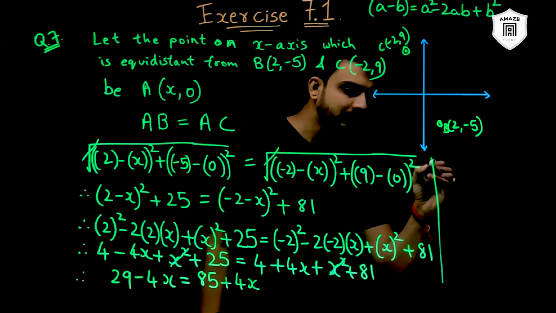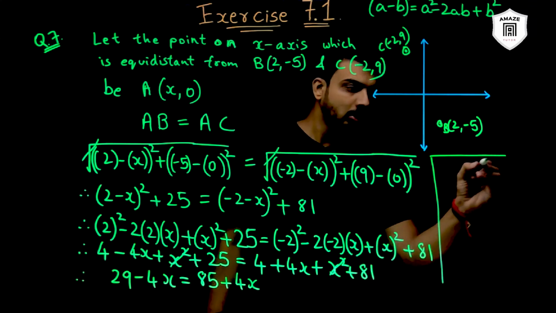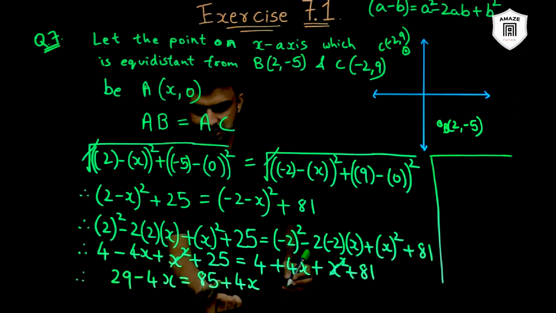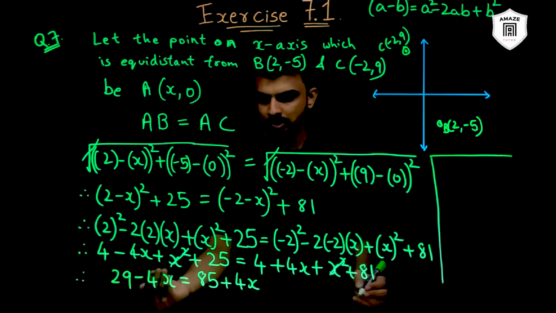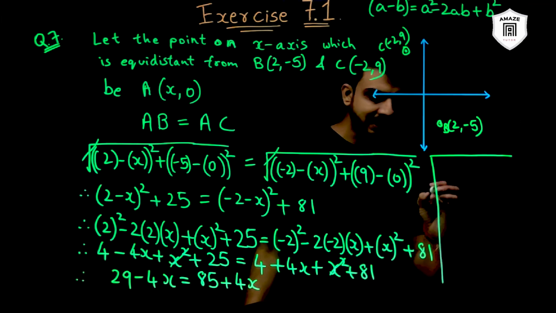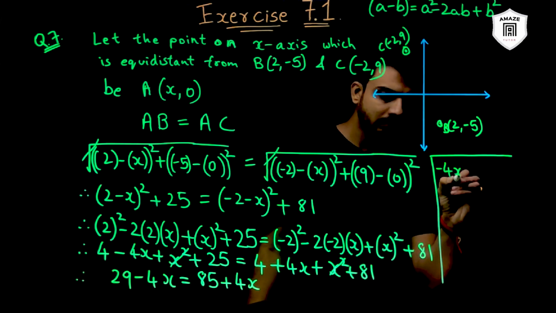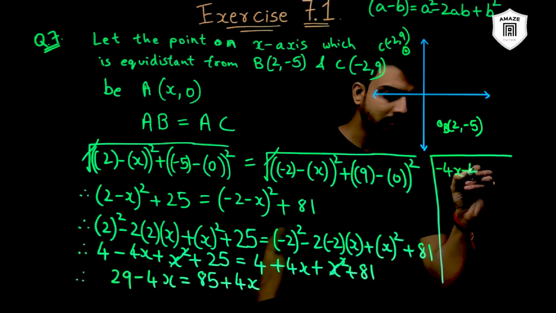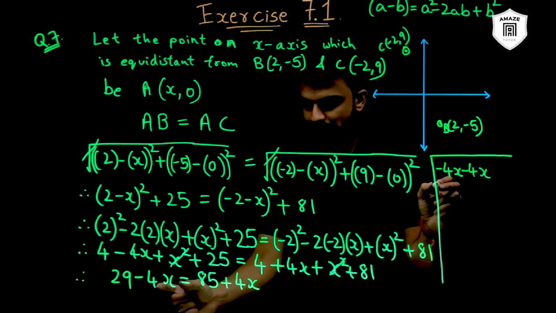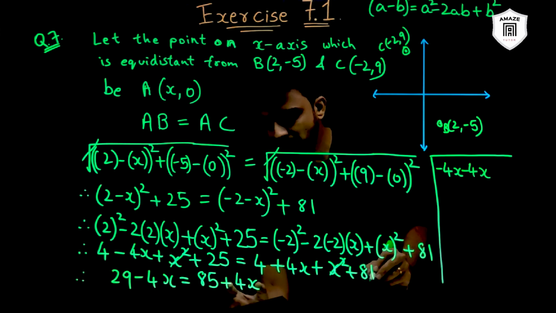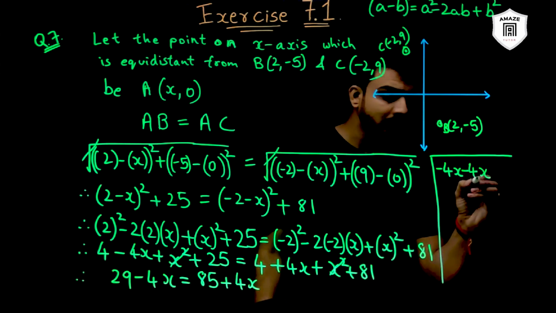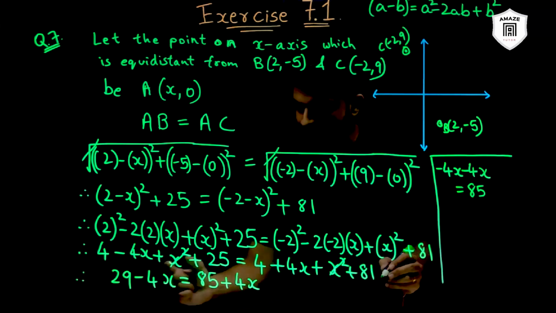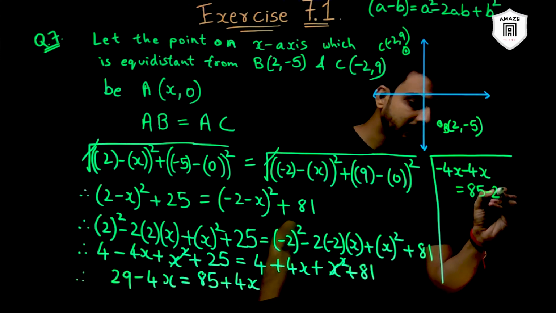We will get the value of x. Solving further, what we are getting here is 29 I am taking on that side, and this plus 4x I am bringing it on this side, LHS, right? Minus 4x as it is. Plus 4x I am taking on this side, so it will become minus 4x. Taking plus 4x on this side, it will become minus 4x, equals to 85 as it is on this side. Taking 29 on this side, it will become minus 29.